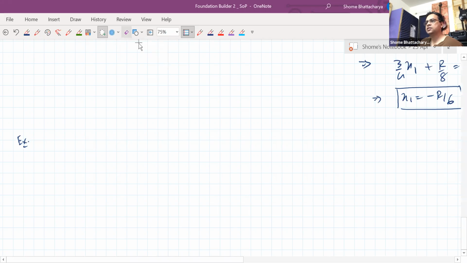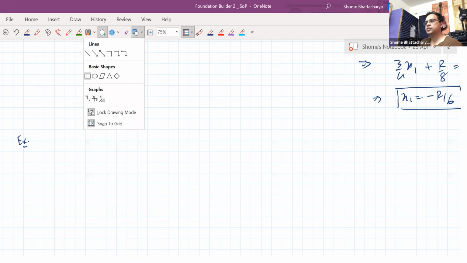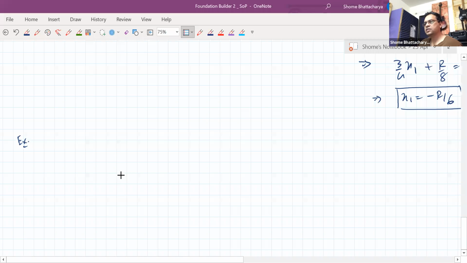Okay. Now, as I was saying, a somewhat simpler example next, which you can see. This type of example can also come at JEE Mains level kind of thing, because it's somewhat simpler.